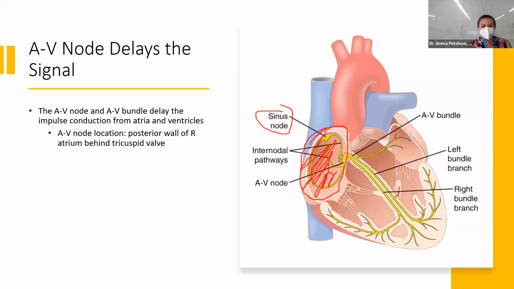So when we get to the AV node and AV bundle, their whole purpose is to delay that conduction from the atria to the ventricle. It allows a contraction and then a contraction. The AV node, therefore, is located at the posterior wall of the right atrium, kind of right behind the tricuspid valve. So it's located almost centrally.